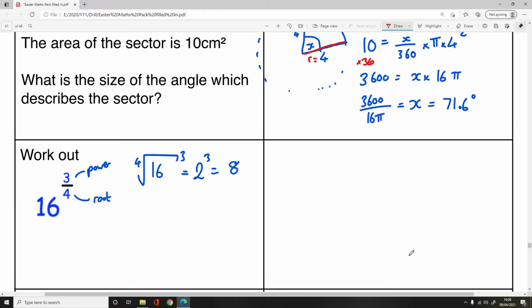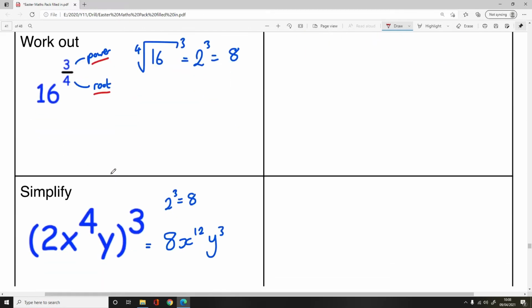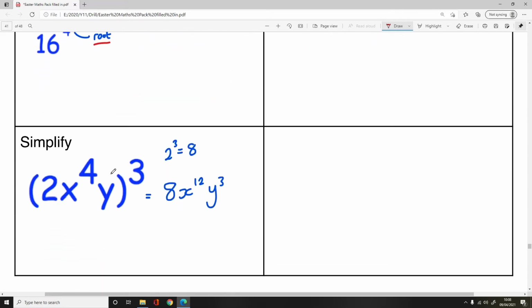Next one is not a bad indices question. We've got a fraction, so the bottom number is the root, the top number is the power. 4th root of 16 is 2, 2 cubed is 8. Job done. Move on. And we've got a simplifying to go. Now, if it is algebra, or it's a bracket to a bracket, you want to multiply the powers together. So don't forget that y is the same as y to the power of 1. So we're going 1 times 3 for the power of y, and we're going 4 times 3 for the power of x. But we also need to go 2 cubed, because numbers, you just cube them.